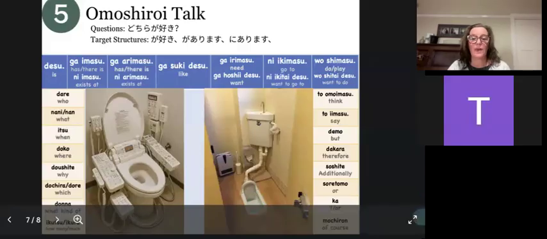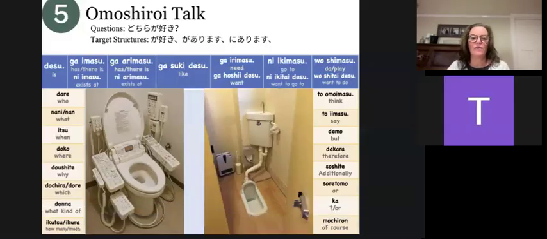Have you tried it? So again, a chance to compare and contrast and to give some preference of whether they would like to.